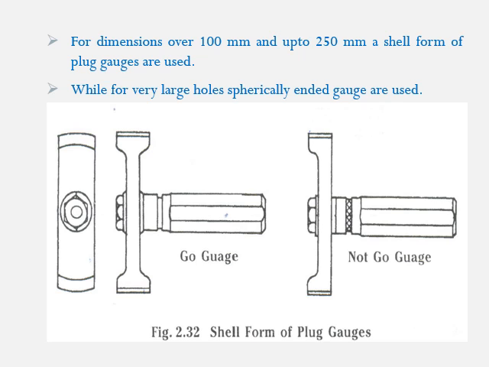Here we can see the shell form; on one side it looks like an I section. So this is a kind of shell form of plug gauge. The go gauge is on one handle, and the no go gauge is on another separate handle. So go and no go gauges are maintained on different handles.